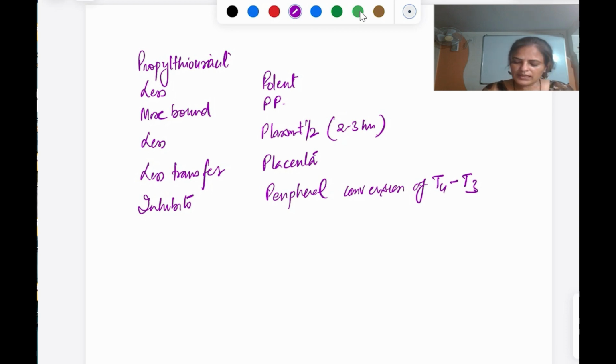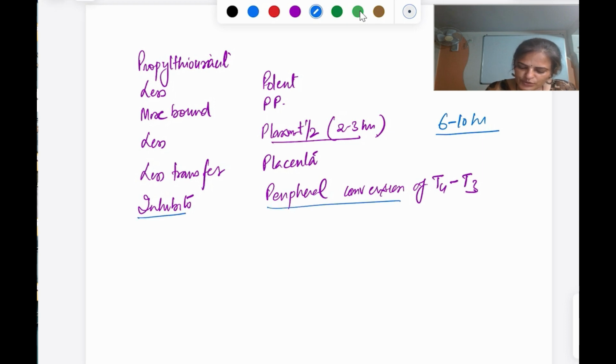Now carbimazole, what is its half life? Carbimazole half life is 6 to 10 hours, so once daily dosing is enough. It crosses the placenta, so we do not give it during pregnancy. Propylthiouracil is going to inhibit the peripheral conversion, whereas carbimazole is not going to inhibit it. So carbimazole is more potent, less bound to plasma protein, it can cross the placenta and it is not going to inhibit the peripheral conversion. So in our country mostly we use carbimazole. Okay, we use carbimazole as our drug.